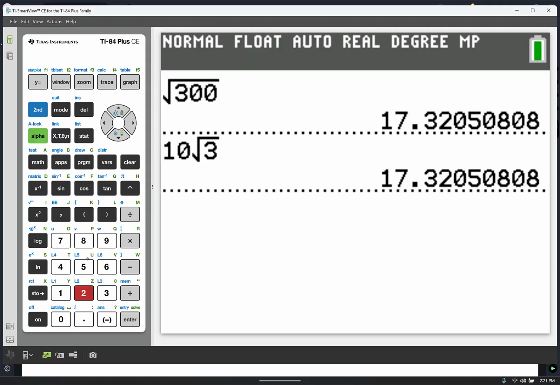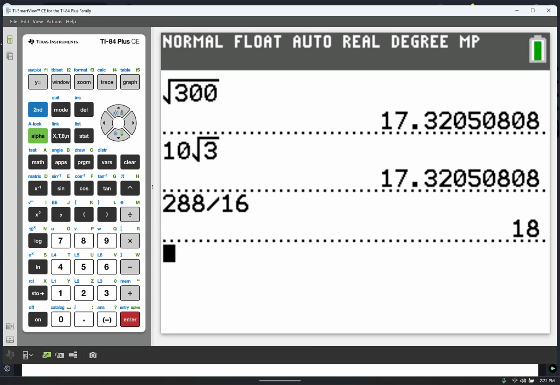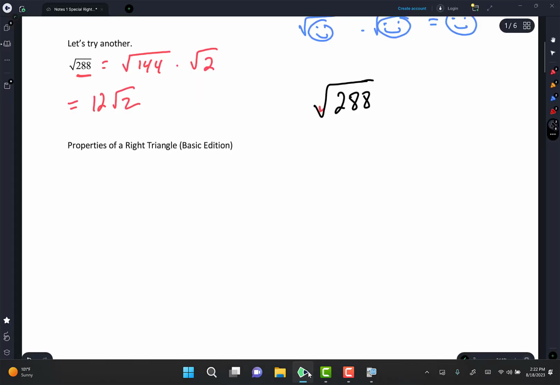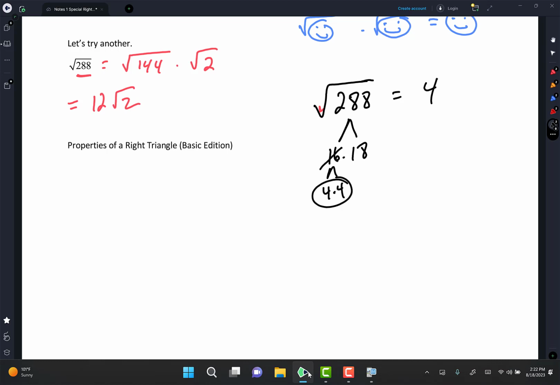So how do you do that? You just go 288 and divide it by any of your perfect squares and see if you don't get a decimal. So look, 288 divided by 16, I get 18. So that means, what does that mean? That 16 times 18 gives me 288. And I know that 16 is a perfect square. What's the square root of 16? 4, see? So as soon as you use that, that goes away. So this is 4 square root of 18.